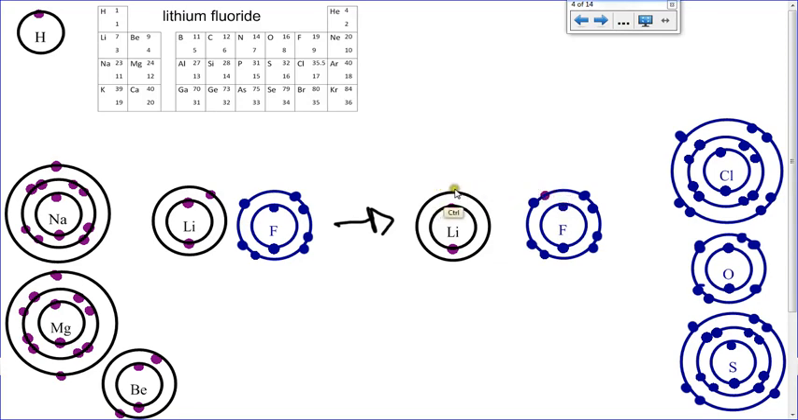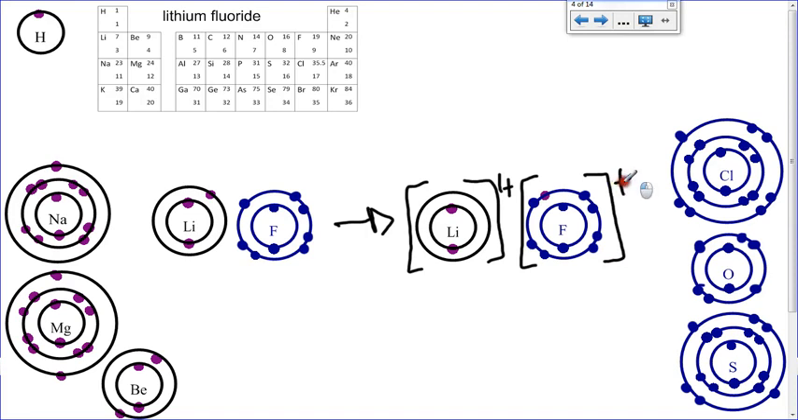So we can see there that lithium will now have one more proton than it has electrons. So lithium will have one positive charge. Fluorine has now got one more electron than it has protons, so it will have one negative charge. Whoops. Here we go, let's do that again. It's got one negative. Whoops, there we go, and one positive.